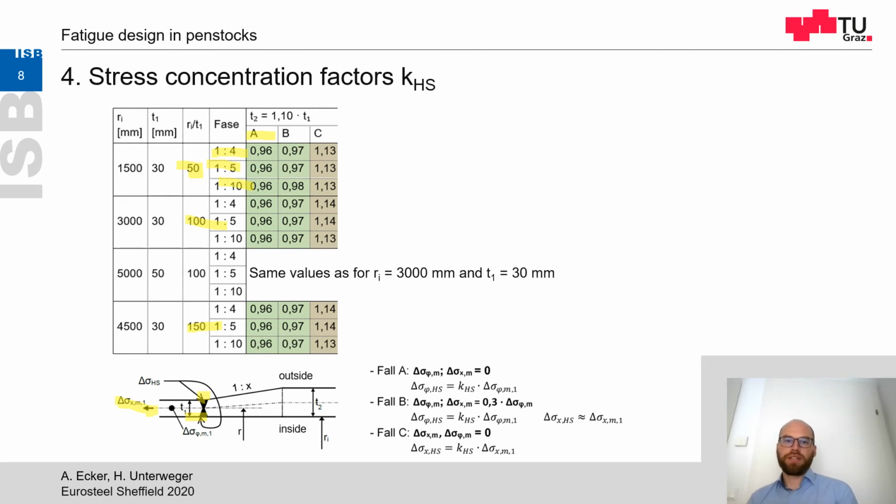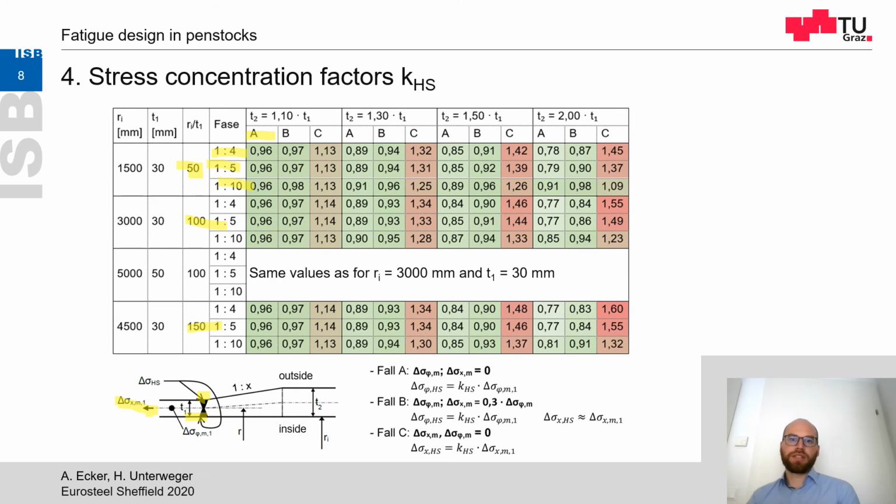Only in load case C, there is only a longitudinal force applied at the end of the pipe. The stress concentration factor is bigger than 1. And here you can see the influence of the thickness ratio T2 to T1.